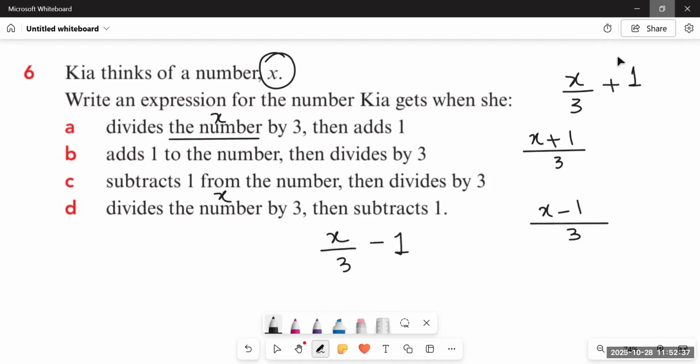If it says "then subtracts 1," the number after that would come later. And if it says "start," like subtract 1 from the number, then it's x minus 1. Okay. Just try to understand the difference between the two expressions.